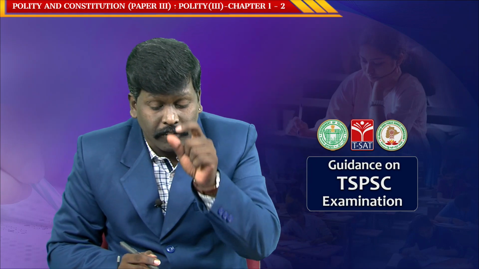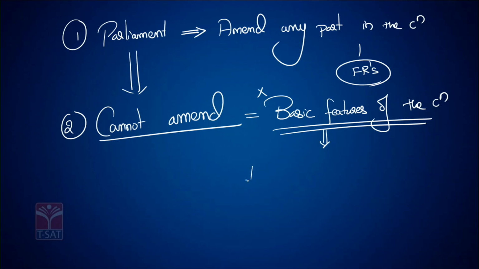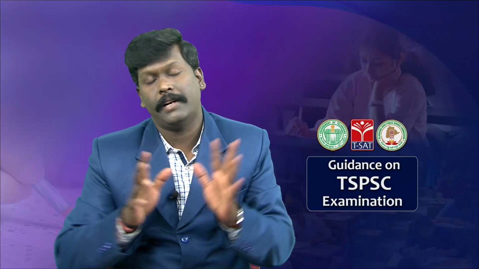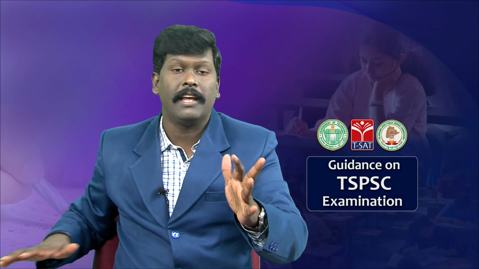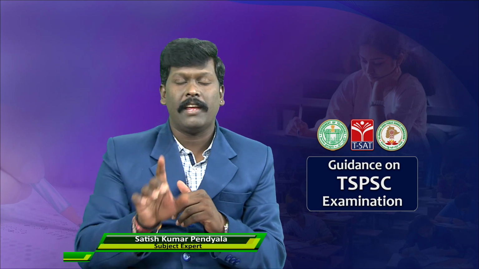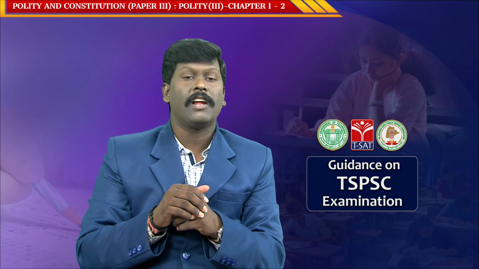These basic features of the constitution combined are called the doctrine of basic structure. Anything within the doctrine of basic structure cannot be amended by the Parliament. So, this is the evolution of the basic structure doctrine. In Keshavananda Bharati case, Supreme Court did not define what is basic structure. As we see more cases, Supreme Court has added many elements of the constitution within the basic structure doctrine. Few examples are independent judiciary, judicial review, secularism, democracy, Article 14, Article 21, Article 32. All these are part of the basic structure doctrine.